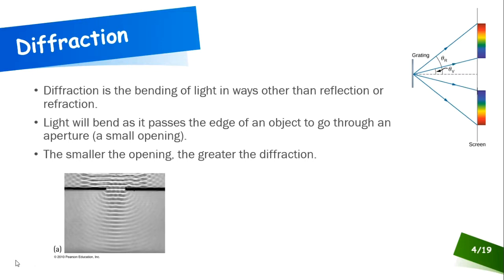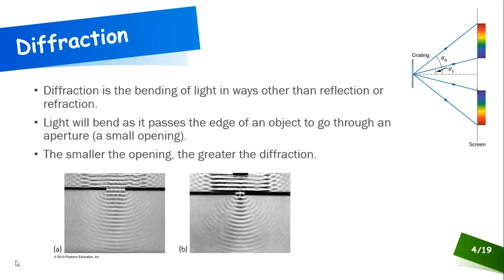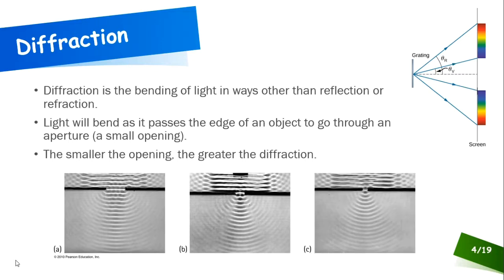Here we have an example of waves on the water, and notice how the waves, before they go through the narrow opening, are coming through in all sorts of different directions, but then that opening serves as a point source for new waves that get formed out past it. If we take that opening and narrow it further, notice what happens to the wave pattern on the other side. We can narrow it even further, and again, notice the differences in the wave pattern. So again, the smaller the opening, the greater the diffraction effect that we see on the other side.